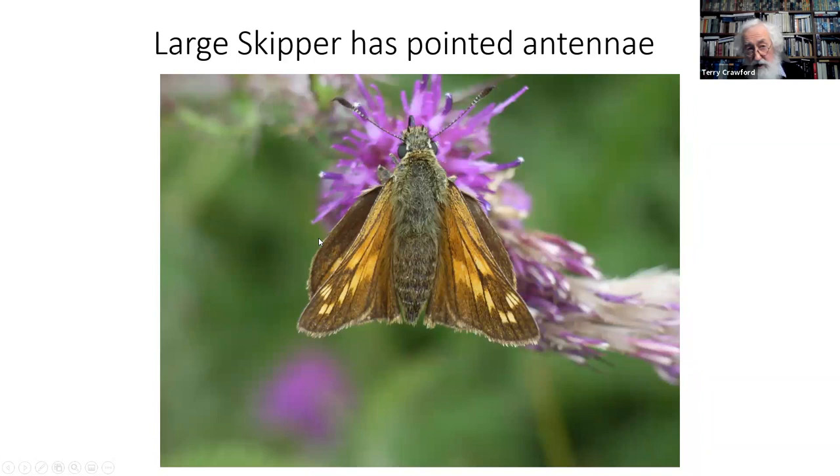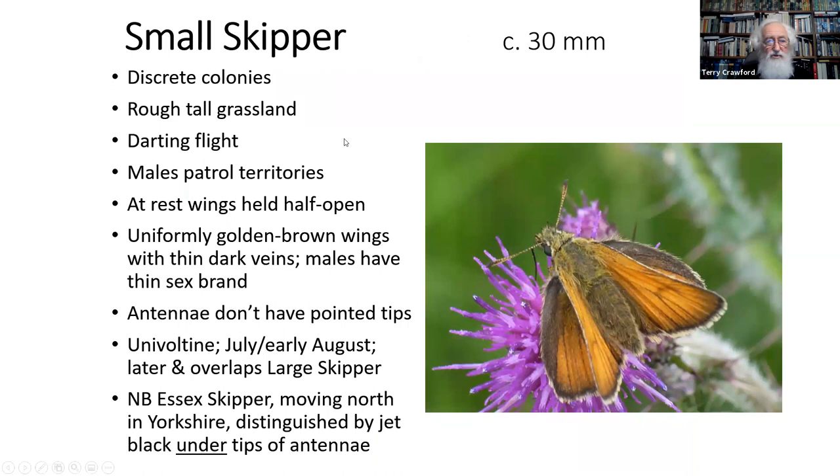There is a period when the two overlap, and then you've got to be careful which one you're dealing with when you see one on a transect. So here we have next the small skipper. Here the males don't perch and ambush, they actually patrol territories. But they rest with the wings half open, just as the large skipper does. And now you have a plain brown surface of the forewing without the yellow patches that you have with the large skipper. If you've got a male, you'll have a thin brown sex band on the forewing. The antennae don't have pointed tips.